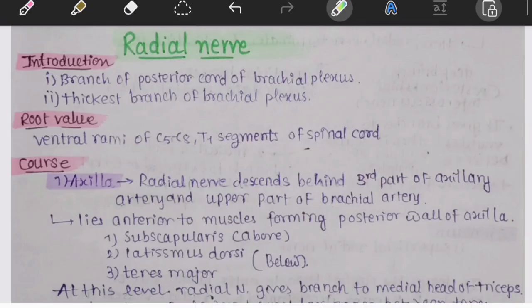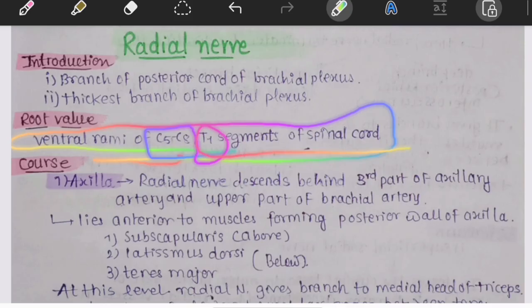Made easy. The radial nerve is the branch of the posterior cord of the brachial plexus, the thickest branch in the brachial plexus, and its root value involves all segments in the brachial plexus, that are the C5 to C8 and T1 segments.